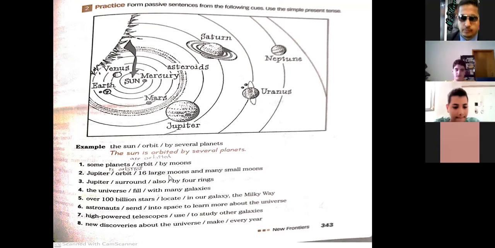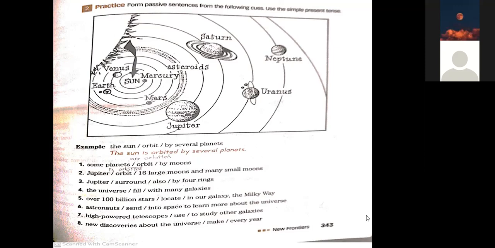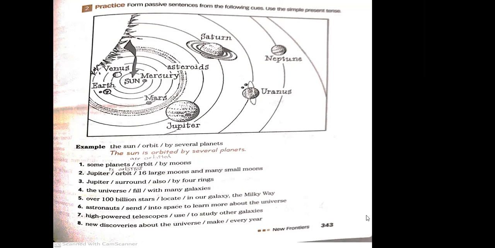Okay, number three, Ziet. Jupiter surround also by four rings. Jupiter is surrounded also by four rings. We can say is also surrounded by four rings. Yes, thanks so much, Ziet. Number four, Ahmed Burhan, number four.